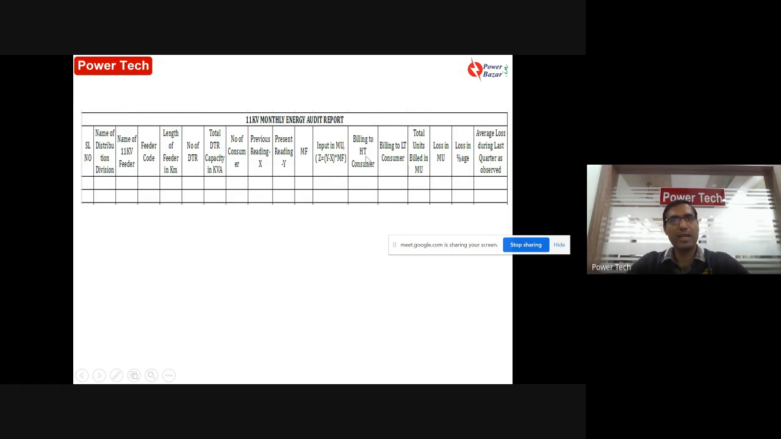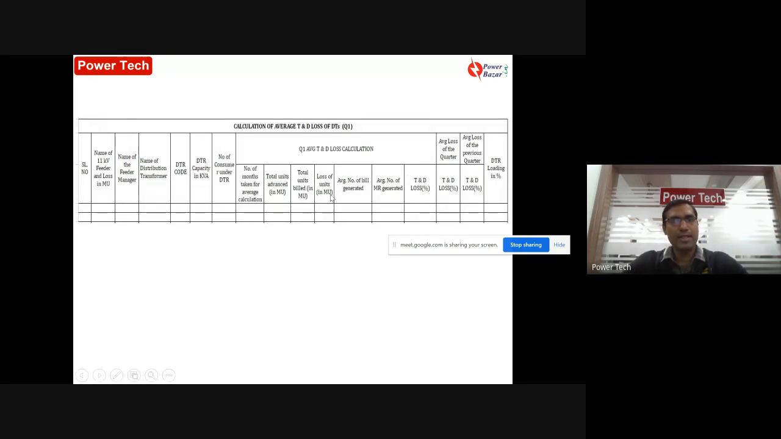And this is the billing to a high tension consumer. How much energy has been billed to high tension consumers? Billing to LT consumers. The total of these two columns would be the total units billed in MU. The loss would be input minus the billed units, and the loss percentage. Similarly, it's similar to the previous slide itself. The loss would be input minus output, divided by input, percent into 100.